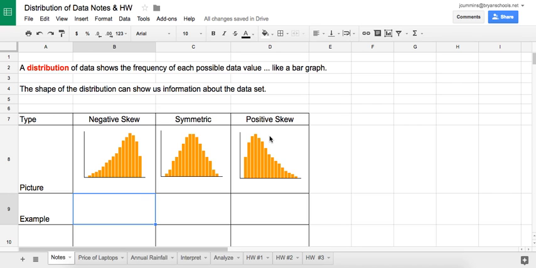Also, my son is listening to Tom and Jerry, so if you hear giggling, it's not because distribution of data is so funny.